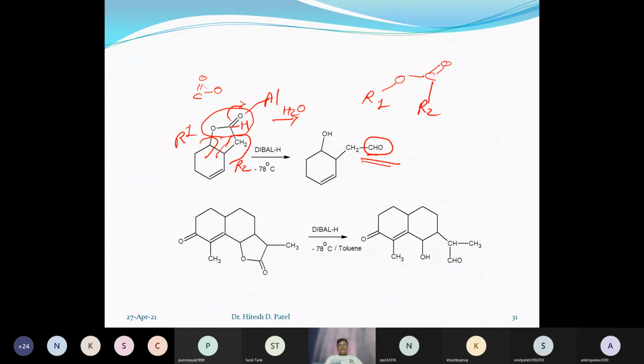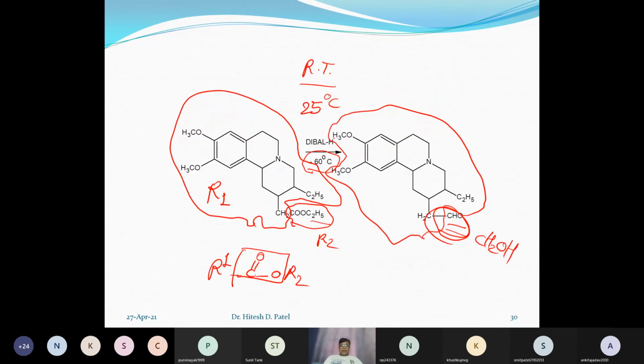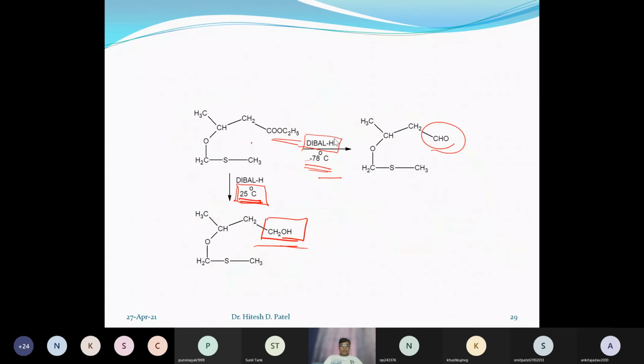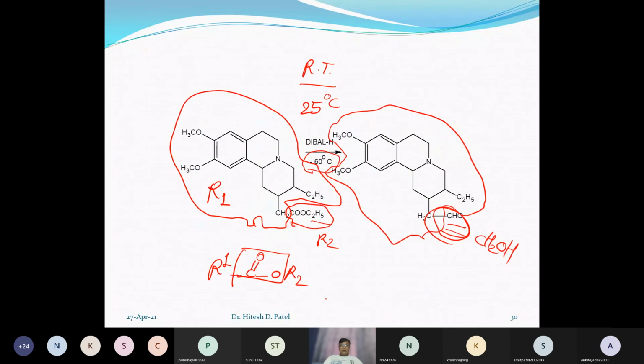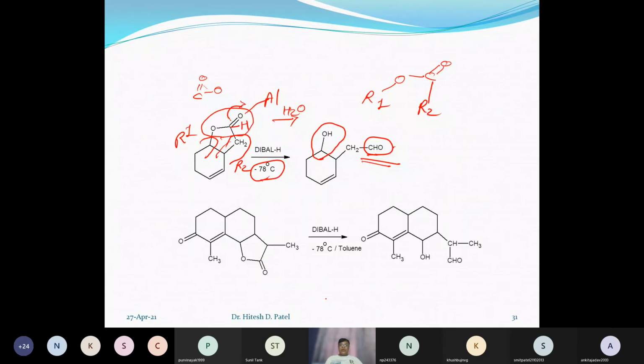Now, as I said, if we maintain the temperature at minus 78 degrees centigrade when we are using DIBAL-H, we will get the aldehyde. Now here, the alcoholic group is attached to the ring. In the previous one there was separation of the alcohol, but here we have a cyclic structure, so the OH will be on the ring only.